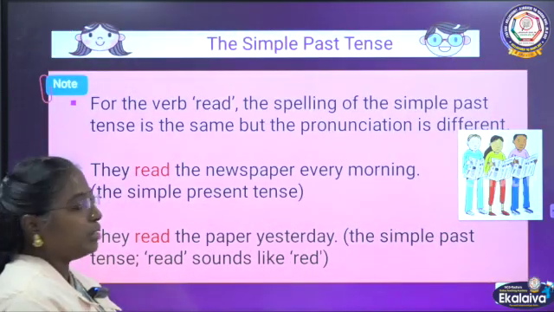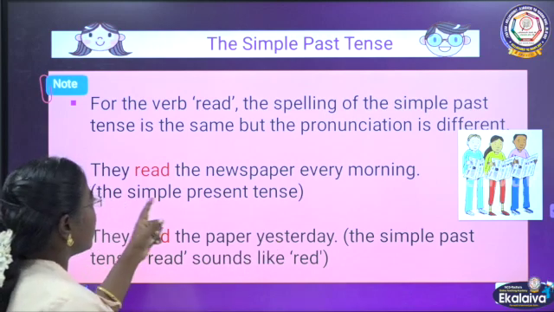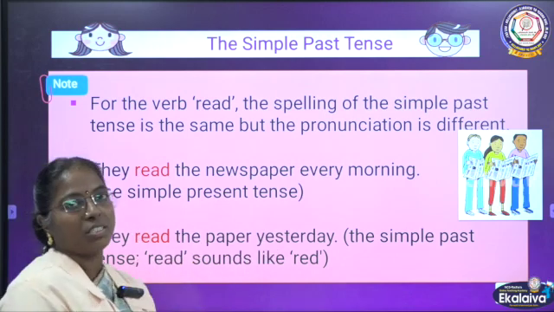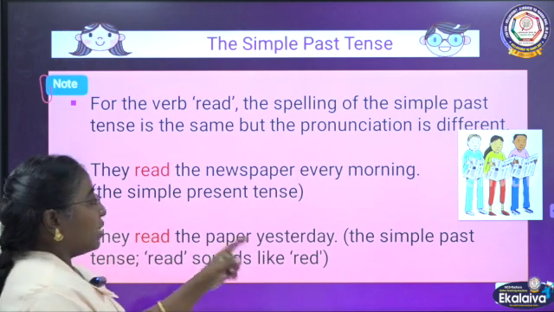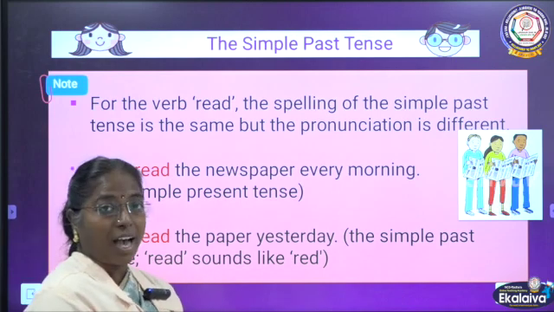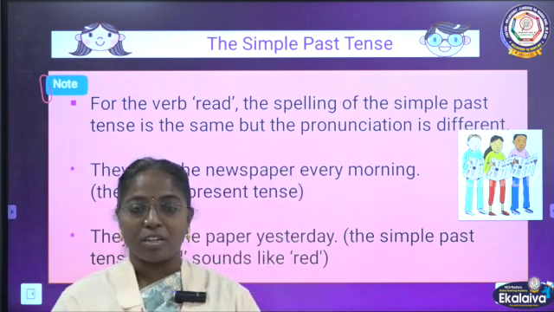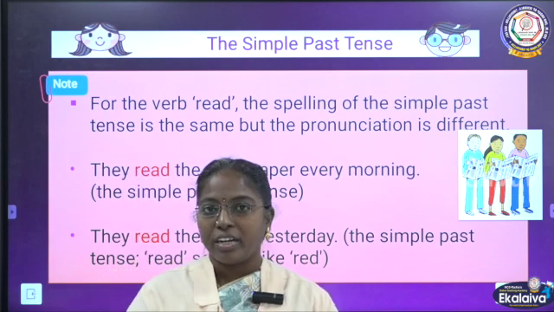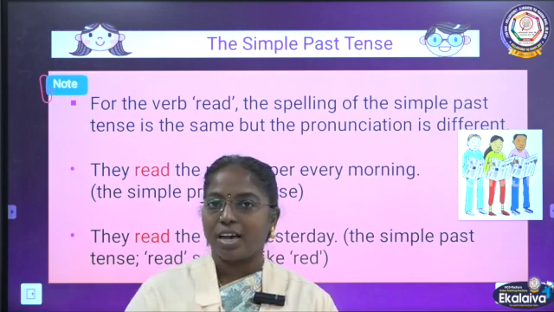And note, children, for the verb read, the spelling of the simple past tense is the same, but the pronunciation is different. Okay. They read the newspaper. Actually here, they read the newspaper every morning. It is a habit, habitual. Daily I read the newspaper. When I say daily, every day, I am using read. Okay, because it is a habit.